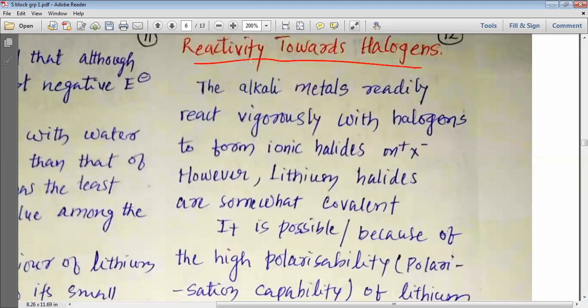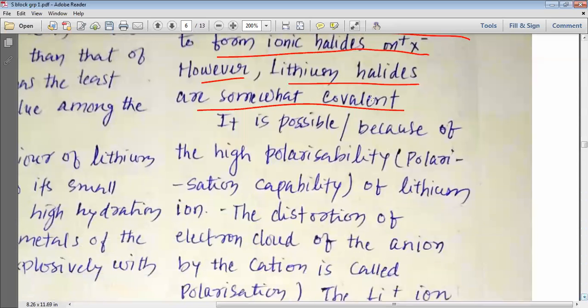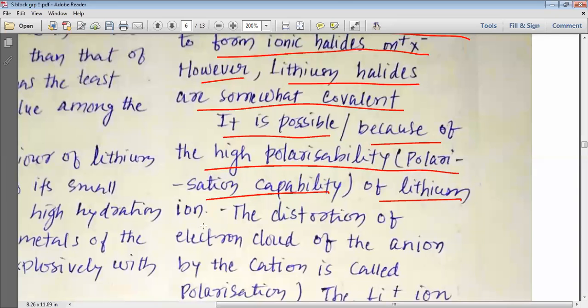Now we shall study about the reactivity towards halogen. The alkali metals readily react vigorously with halogens to form ionic halides like M plus and X minus. However, lithium halides are somewhat covalent in nature. So lithium halides are covalent in nature. It is possible because of the high polarizability or polarization capacity of lithium ion. We are well aware that lithium is small in size, or you can say the smallest among all alkalis.